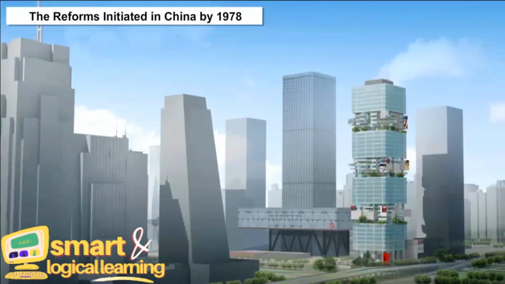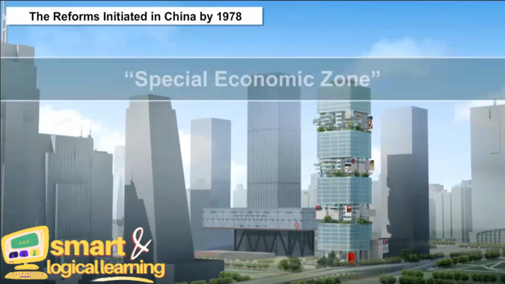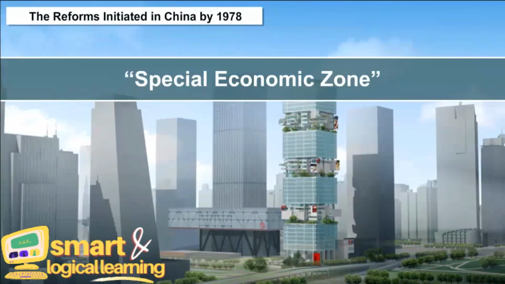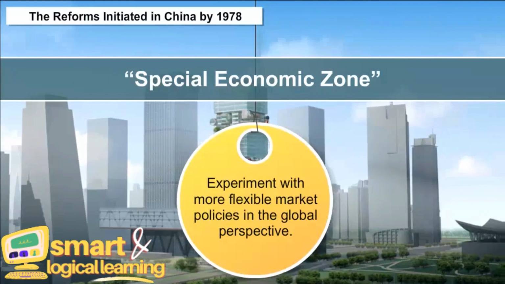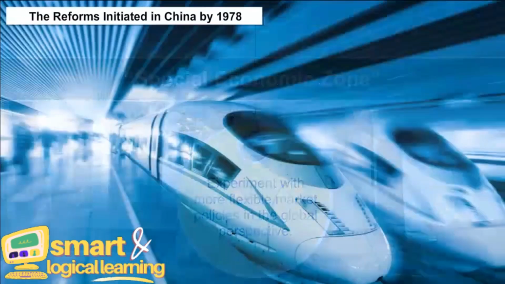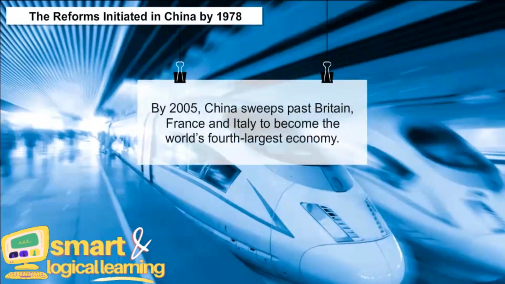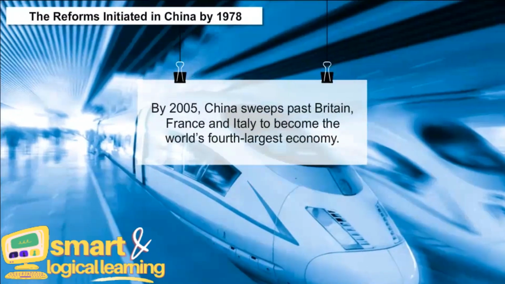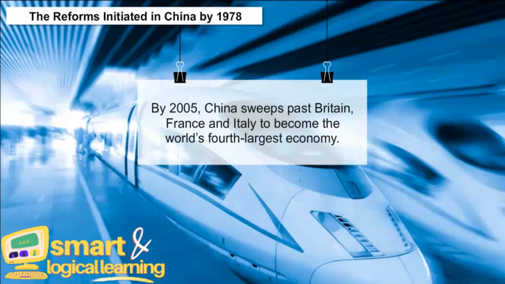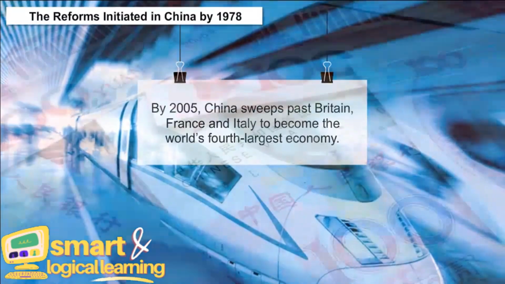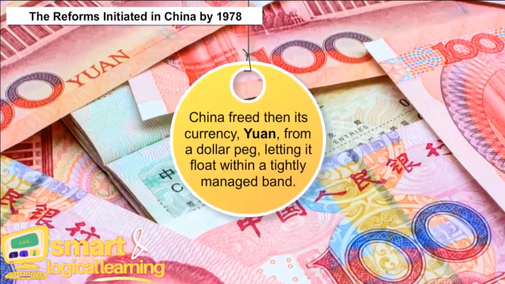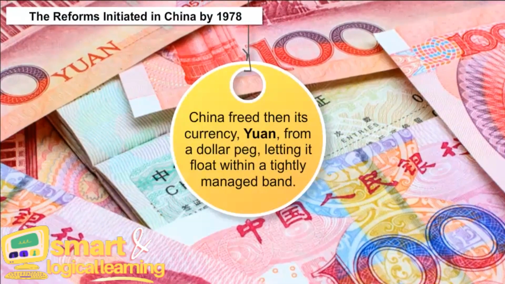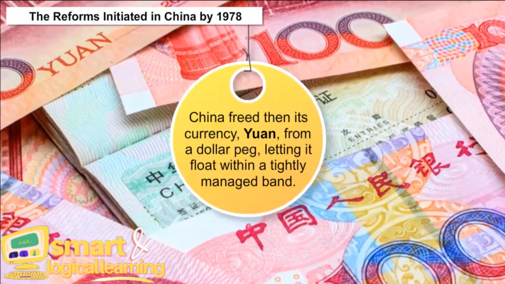Southern city, Shenzhen, is made the first special economic zone to experiment with the more flexible market policies in the global perspective. By 2005, China sweeps past Britain, France and Italy to become the world's fourth largest economy. China freed then its currency, yuan, from a dollar peg, letting it float with a tightly managed band.